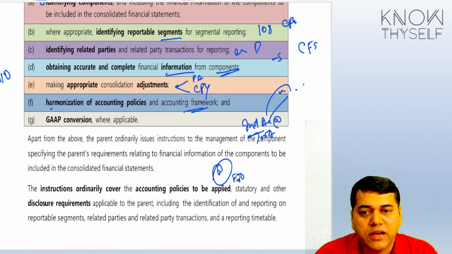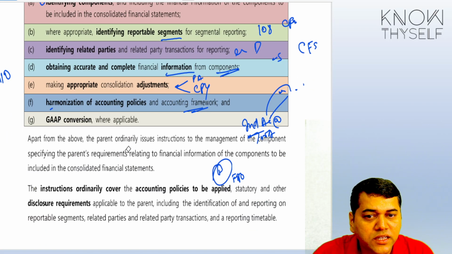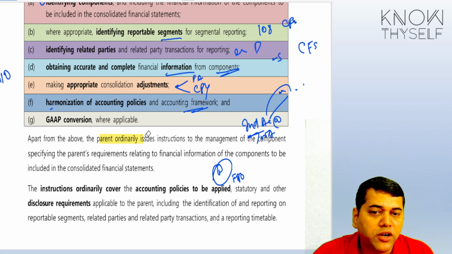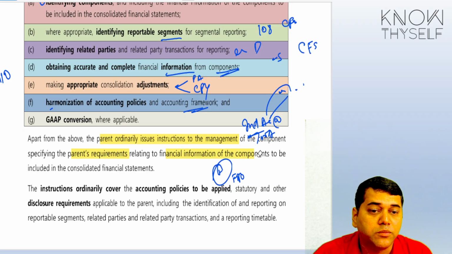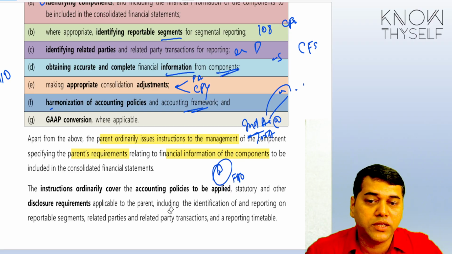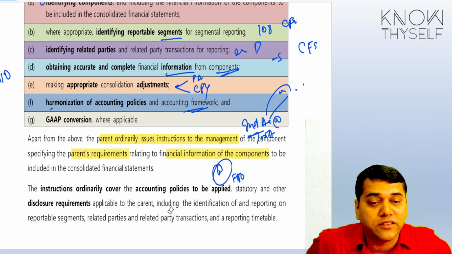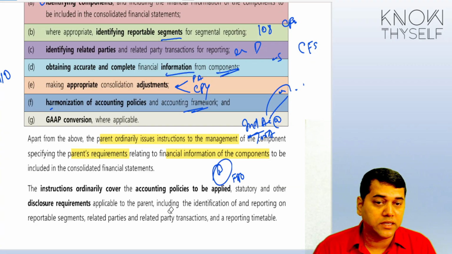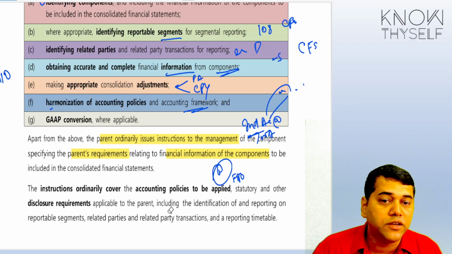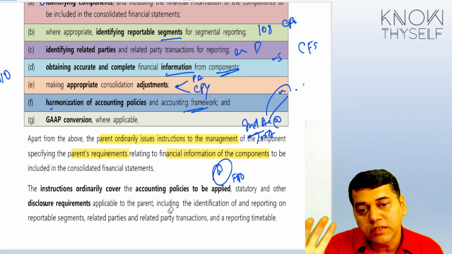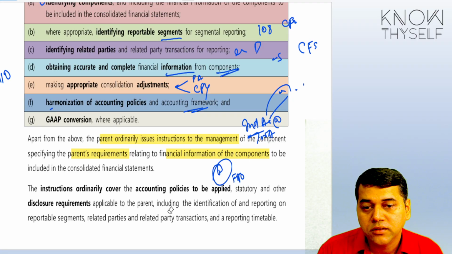Now, apart from the above, is there any other thing where the parent ordinarily issues instructions to the managements of the components, specifying the parent's requirements for the financial information of the components? So they also have a responsibility to tell their subsidiaries, look, we are preparing like this, so our auditors may coordinate with your auditors. So please give whatever information to our auditors. Otherwise, we will change the board of directors in the subsidiary.